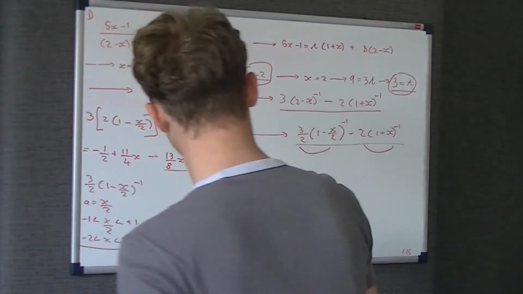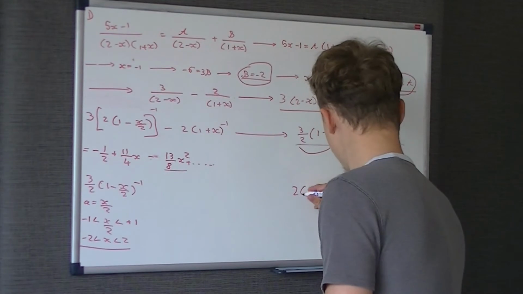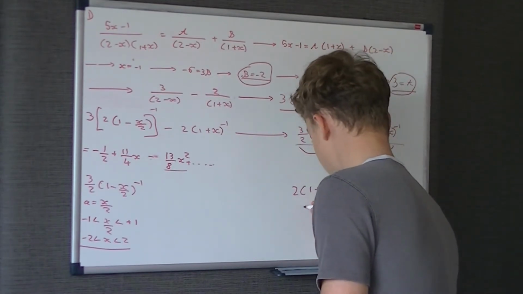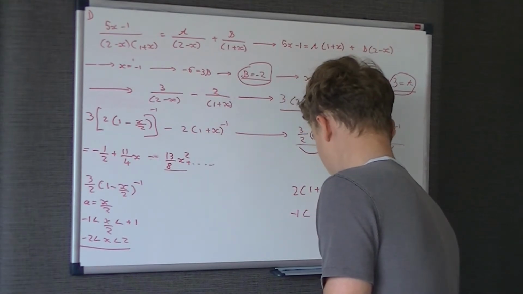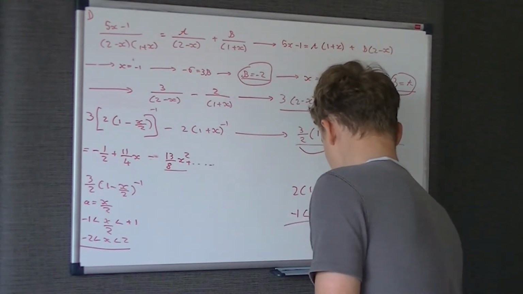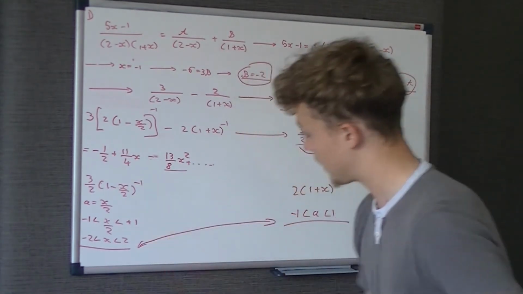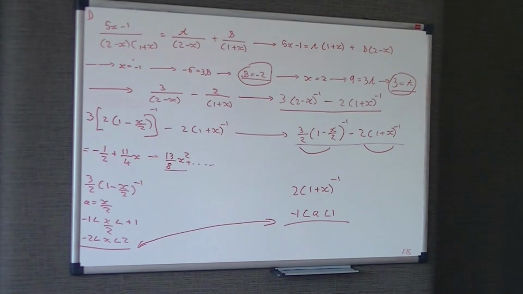This next one is 2 brackets 1 plus x to the power of minus 1. A is x, so it's just between minus 1 and positive 1. So there are your two answers. So that's how you'd work that one out.